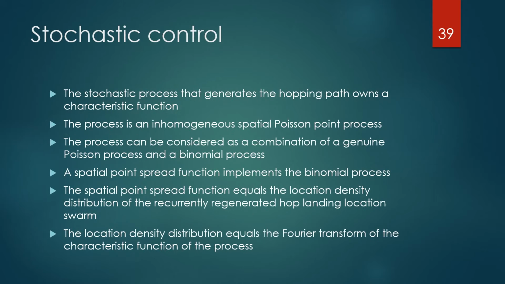The stochastic process that generates the hopping path owns a characteristic function. The process is an inhomogeneous spatial Poisson point process. The process can be considered as a combination of a genuine Poisson process and a binomial process. A spatial point spread function implements the binomial process. The spatial point spread function equals the location density distribution of the recurrently regenerated hop landing location swarm. The location density distribution equals the Fourier transform of the characteristic function of the process.